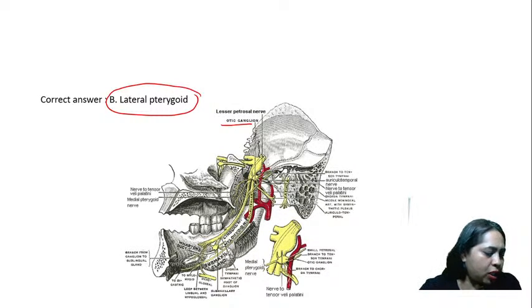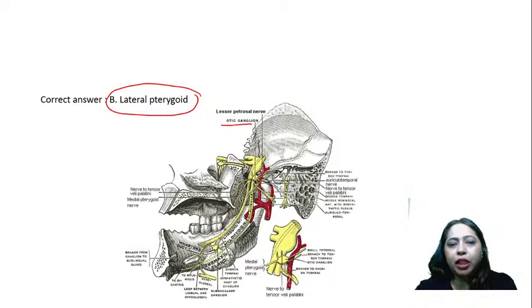Yes, Tina says she's confused between medial and lateral pterygoid muscle. Yes, lateral pterygoid is one of the muscles of mastication supplied by the anterior division. And the other one, medial pterygoid, is also supplied by the mandibular nerve, but it's not from the anterior branch. It is from the trunk. I'll show you the picture.